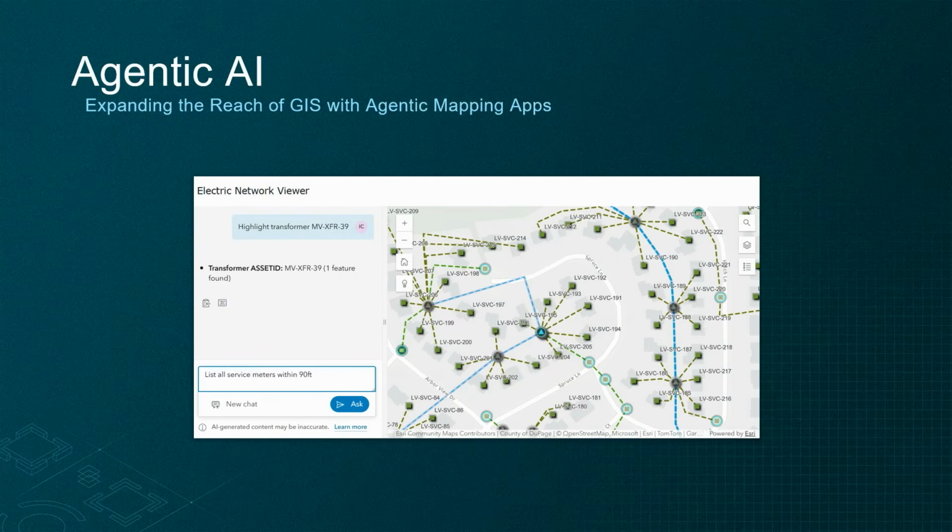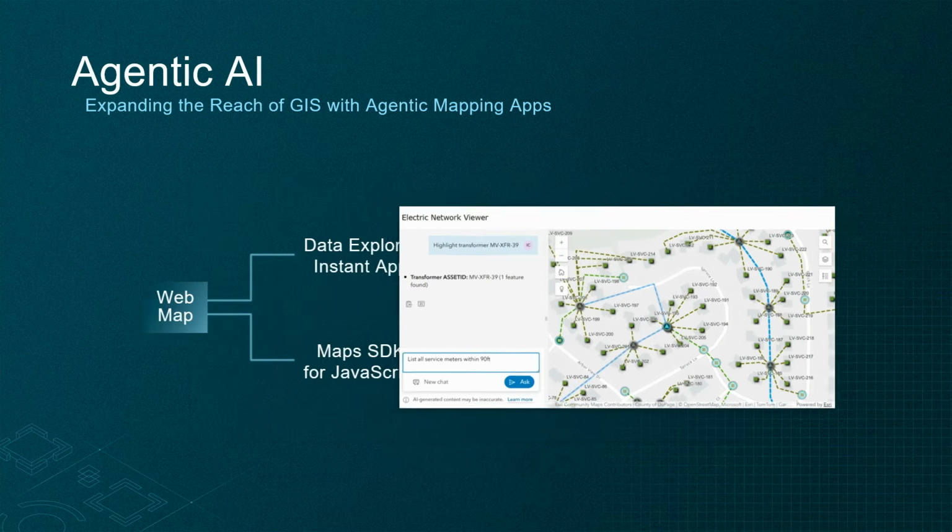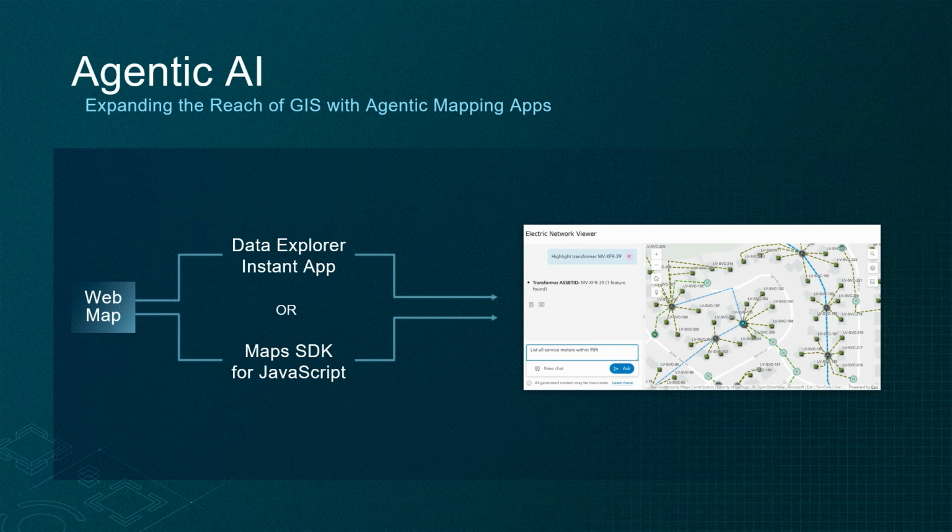Okay, new concept, agentic mapping apps. The idea is simple. It's really a conversational experience on top of a map. This is so non-technical users can more easily query information out of GIS, all through a natural language experience. To build this type of applications, you start with a web map. The layers in the map really determine the scope of the application, the type of questions that your application will be able to answer. Once you have the map, you can choose to either configure it with the new Data Explorer Instant App template, or you can use the developer SDK.